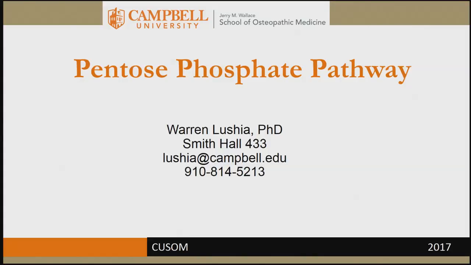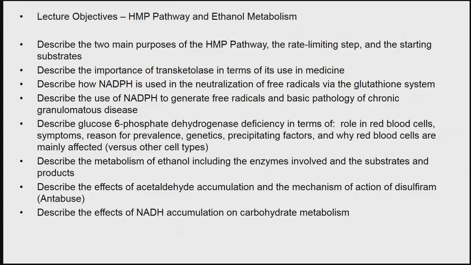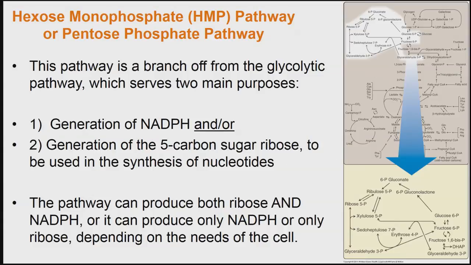But the first thing we're going to talk about is the pentose phosphate pathway. I call it the HMP pathway, which is the hexomonophosphate pathway. You also see it called the pentose shunt pathway, hexoshunt pathway. They'll use that term shunt a lot because it is a shunt off of glycolysis, as we're going to see. So it's a branch off the glycolytic pathway, and it serves two purposes. And I'd like you to know what the two purposes are.